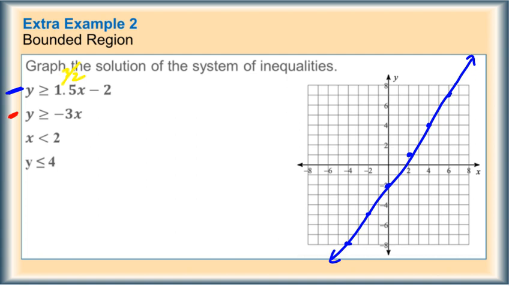It's got to be greater than or equal to -3x, so that's 0, 0. Up 3, 1, 2, 3 to the left 1. Or I go down 3, 1, 2, 3 to the right 1. This one has the solid line because it can equal it.